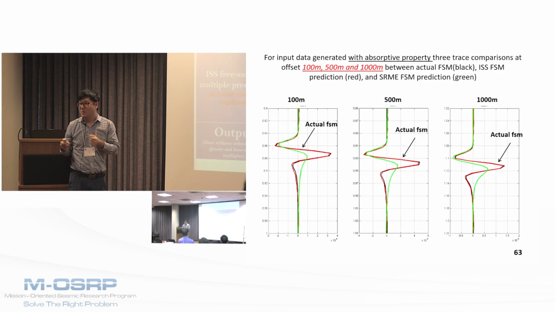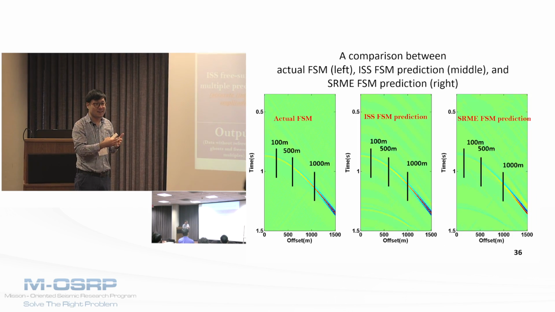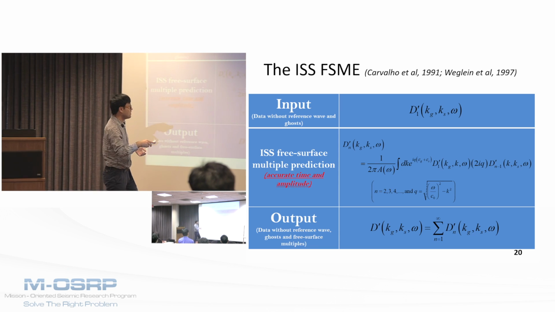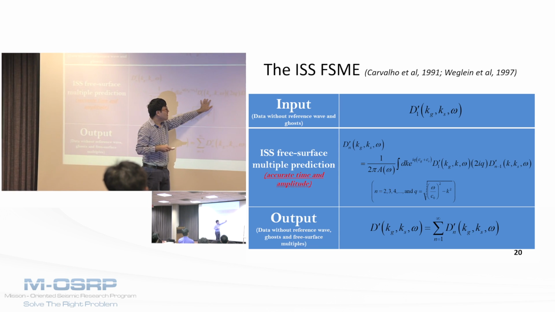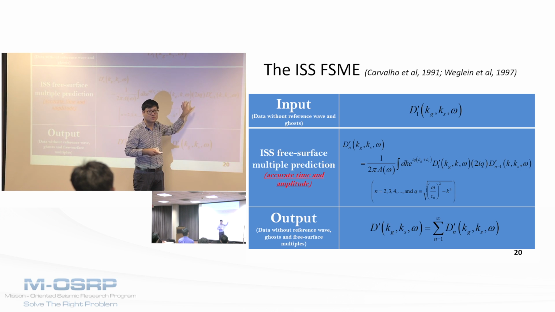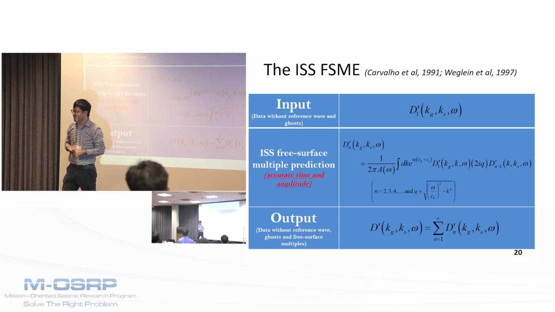Professor Weglein is talking about the data, communicating the data to the ISS, including the free surface and internal multiples. Conceptually, here's the data, and here also the data. So the data is multiplied by the data. Yes.